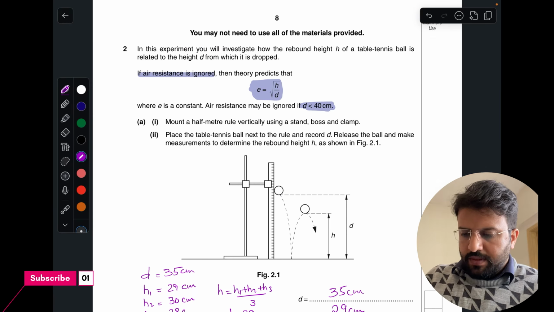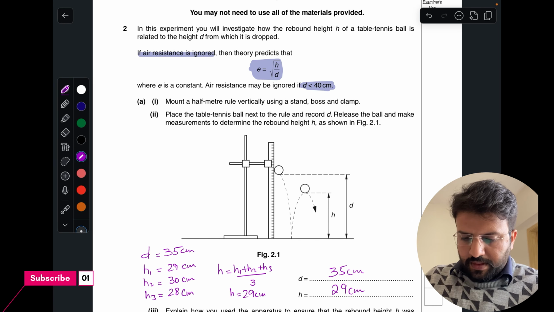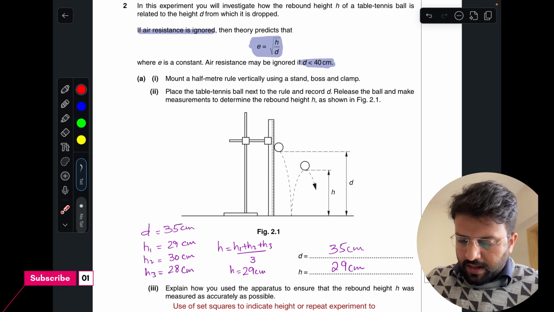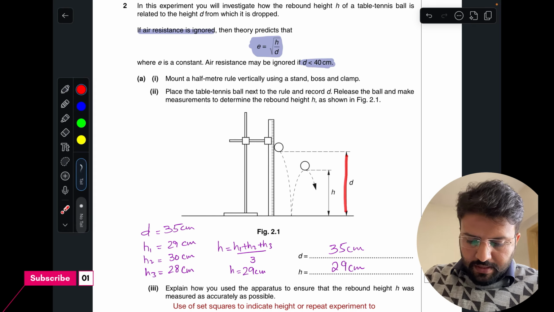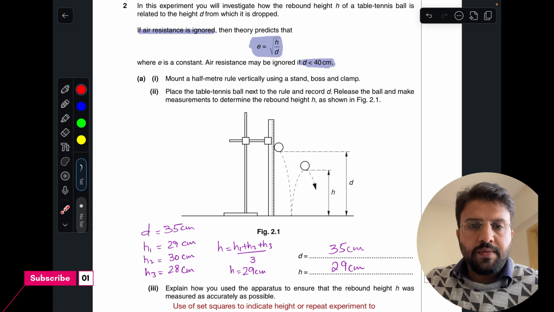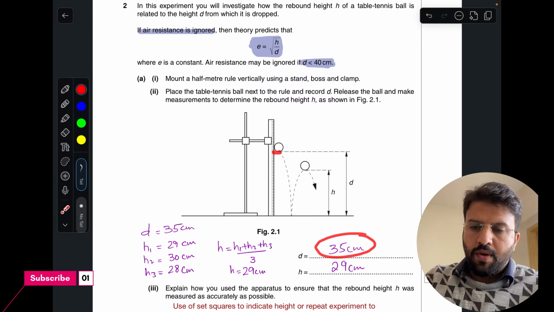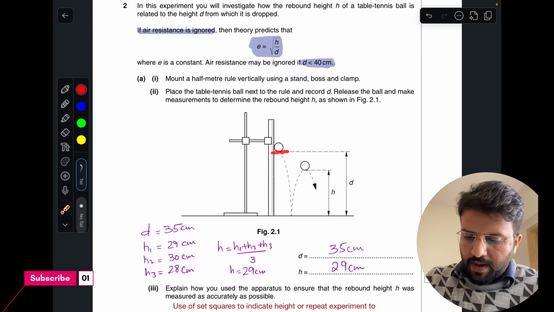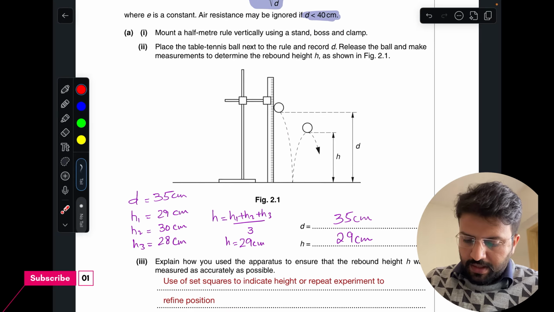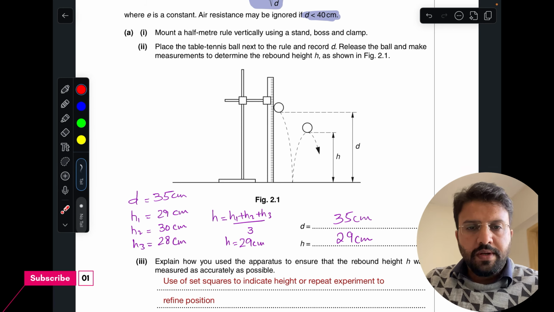So let's solve the paper now. We have the question, but I have taken the height. I have taken D as 35, so I'm going to drop the ball from 35. You have to take the reading from the bottom of the ball as shown there. When it falls, I'm going to take the reading of H, the rebound height of the ball.